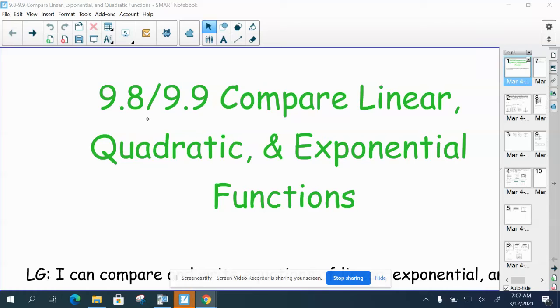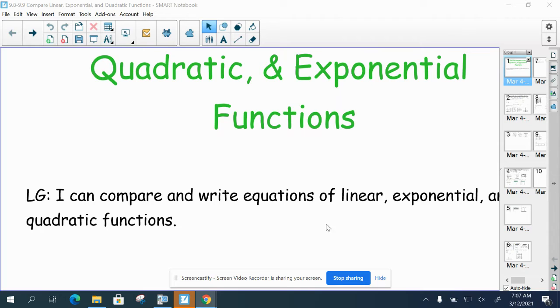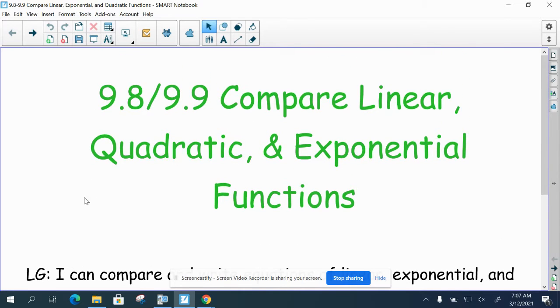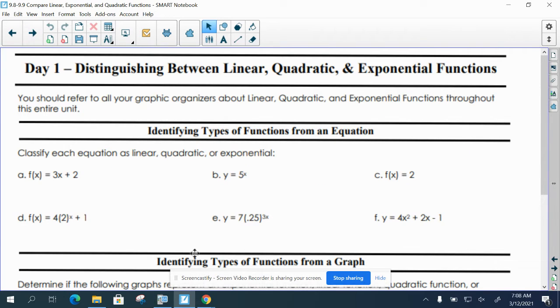Hi everyone, this is lesson 9.8, comparing linear, quadratic, and exponential functions. So we're coming to the end of unit 9, and next we'll do statistics. We've already learned about all three of the types of functions, linear, exponential, and quadratic, that you're going to be learning this year. The rest of the year will just be statistics and probability, applying, and then error testing.